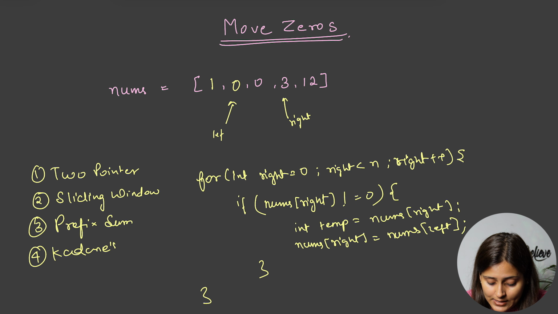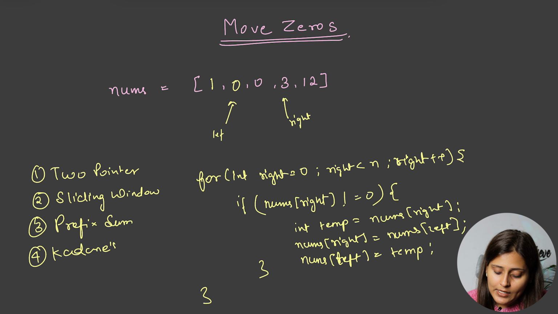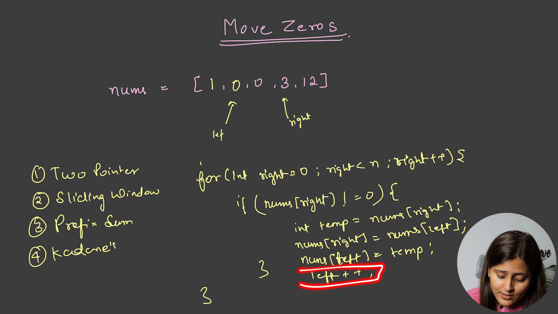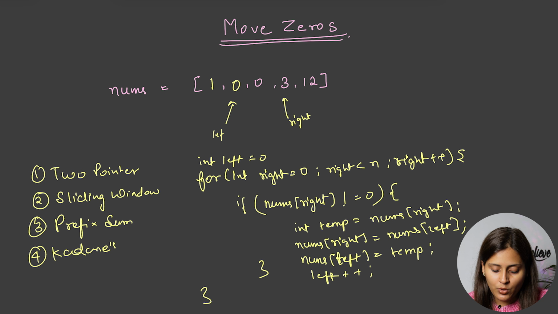Then after this, our task is to put at nums of left whatever was there at nums of right, which we have stored in the temp variable. After this, what is our task? We have to do left plus plus manually, because right plus plus has been taken care of in the for loop. And because we need this extra pointer left, we have to initialize it outside: int left is equal to 0. So this is our very simple code for this.